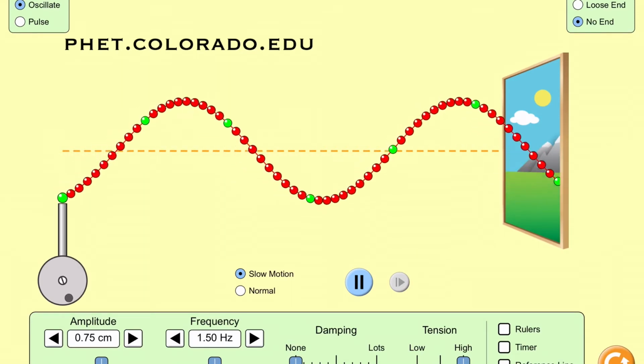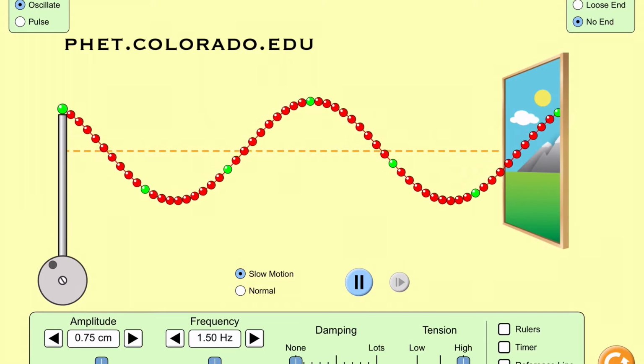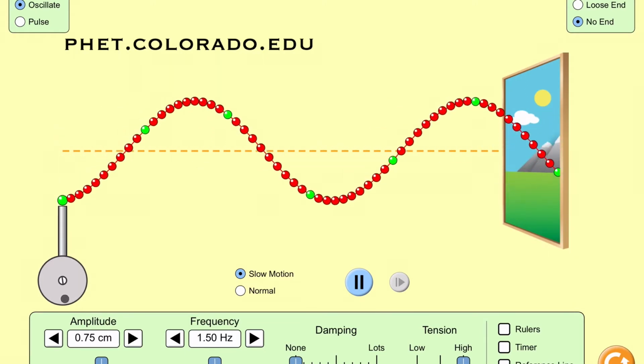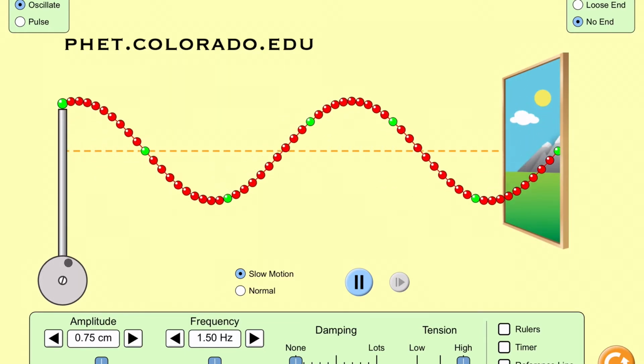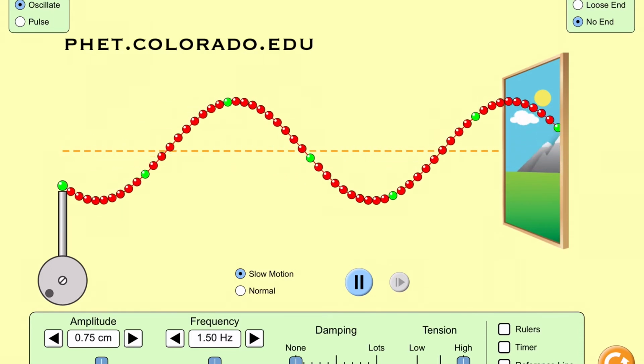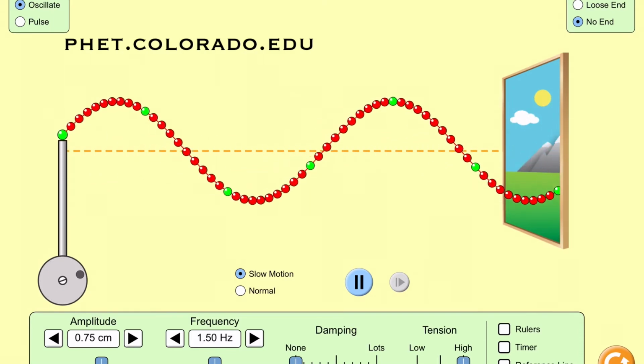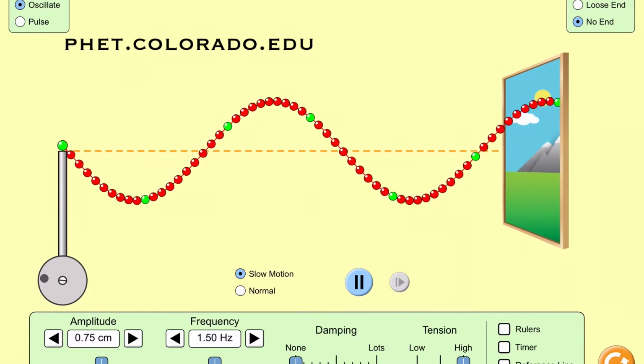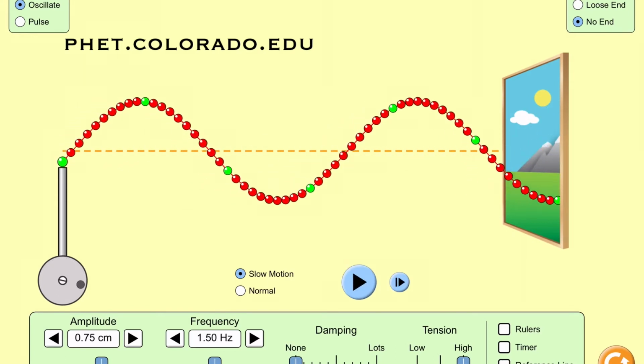Now, the amplitude of a mechanical wave is a measure of the maximum distance the wave is displacing the medium from its equilibrium or resting position. To put that into this example, notice that here the string's resting or equilibrium position is shown by the dotted line.